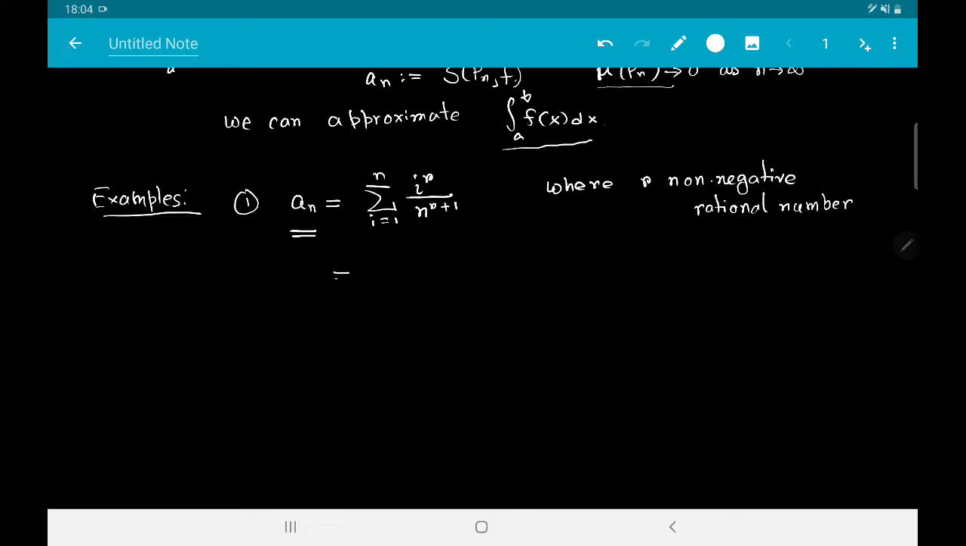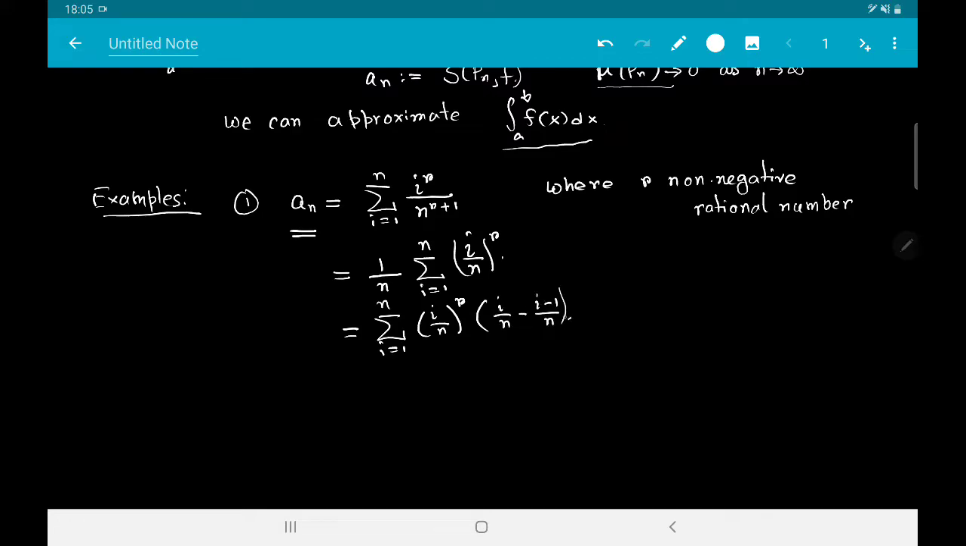We can write this as (1/n) times the summation i equals 1 to n of (i/n) to the power r. In this case, we can now get a very nice idea of the function. We can write it as the summation i equals 1 to n of (i/n) to the power r times (i/n minus (i minus 1)/n).